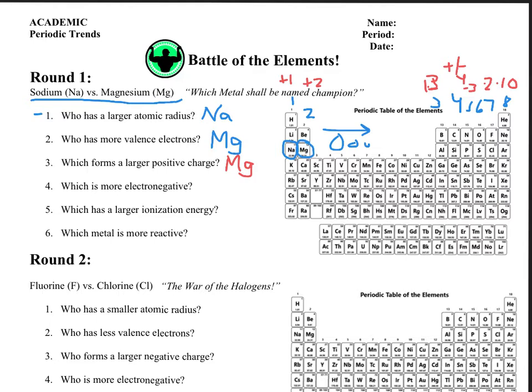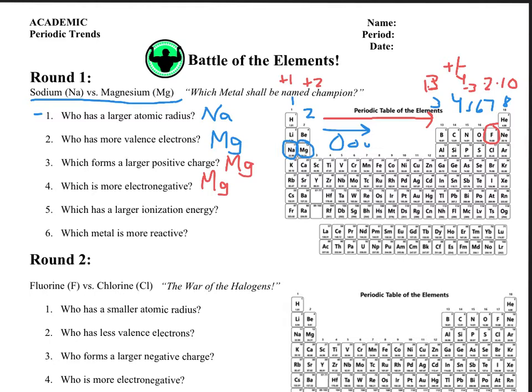If you remember the trend for electronegativity, it increases as you go from left to right. In fact, remember, fluorine is the most electronegative element on the periodic table. So the closer you get to that, the more electronegative you are. So since magnesium is closer to fluorine, magnesium is going to be more electronegative.